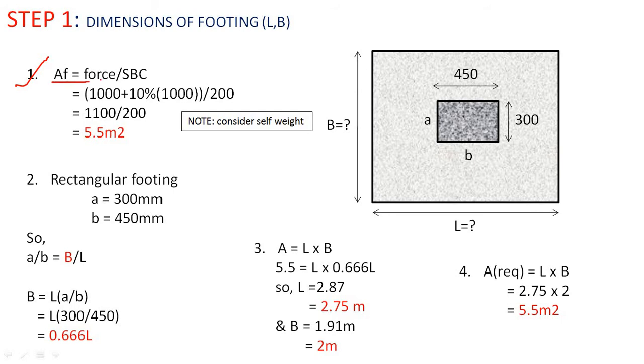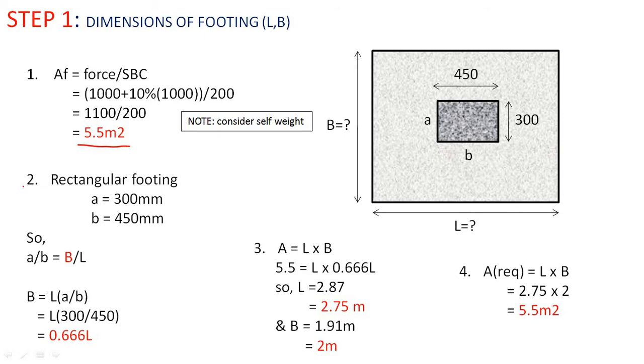Area of footing is equal to force upon SBC, which means soil bearing capacity. In our case, the force which is coming from the column is 1000 kilonewton, plus we will add 10% as self weight. So we have to consider self weight for the area of footing. So 1000 plus 10% of 1000 divided by SBC, which is 200 kilonewton per meter square. So we will have the area of footing as 5.5 meter square.